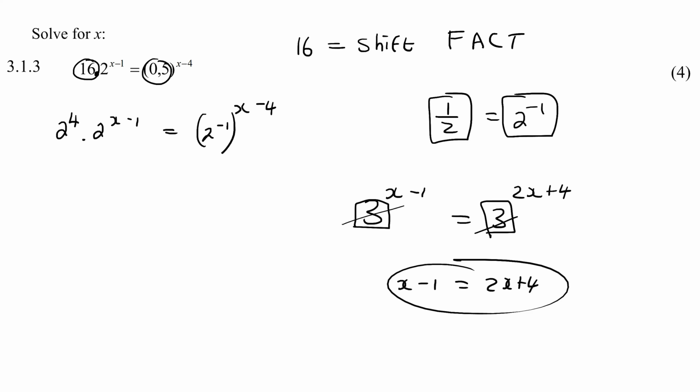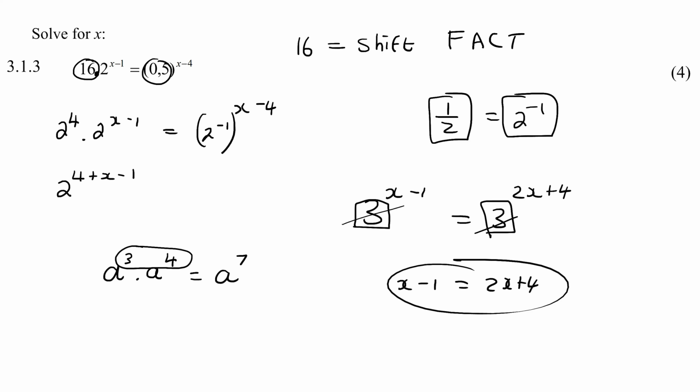Now, when I have something like a to the 3 multiplied by a to the 4, that becomes a to the 7, because we know with exponent rules we must add these numbers. So here I've got these two as the same. So what do I do with these exponents? I add them. And that's going to then be 4 plus x minus 1.